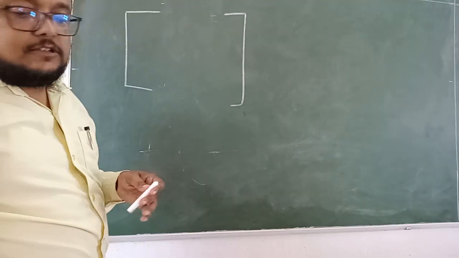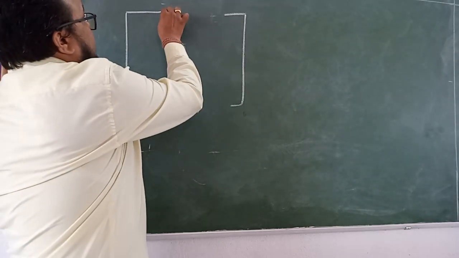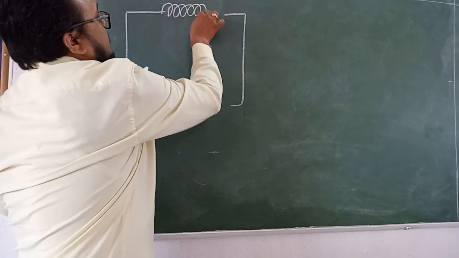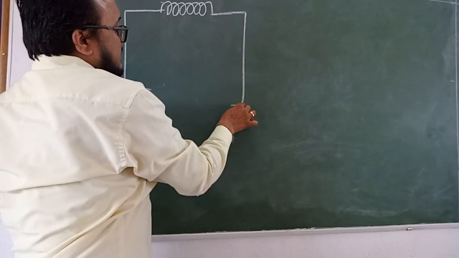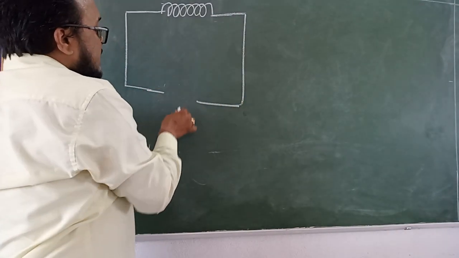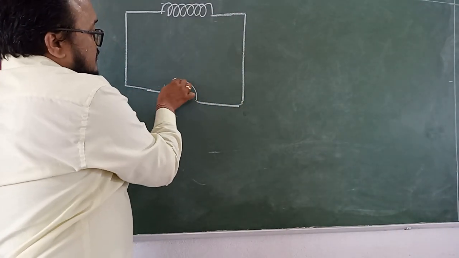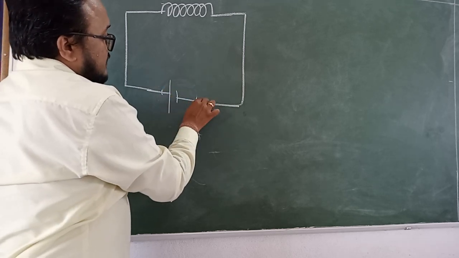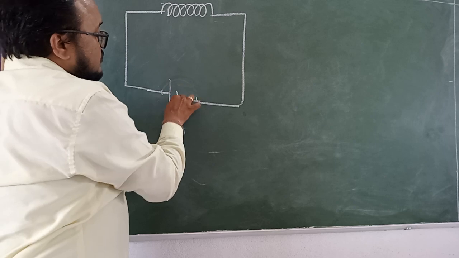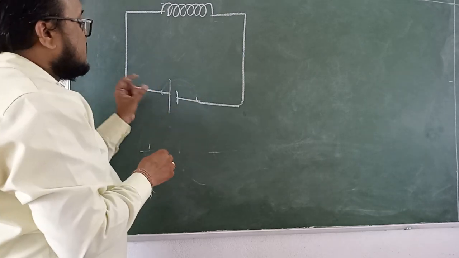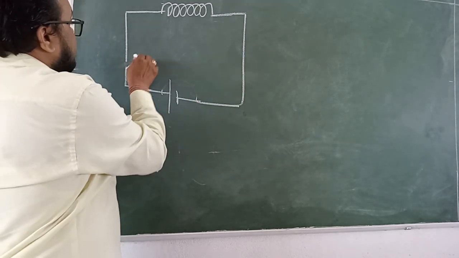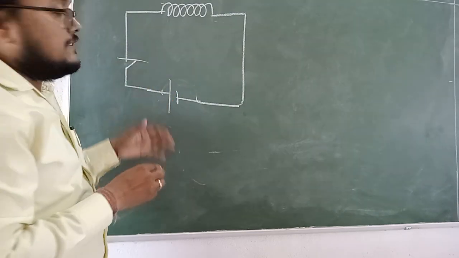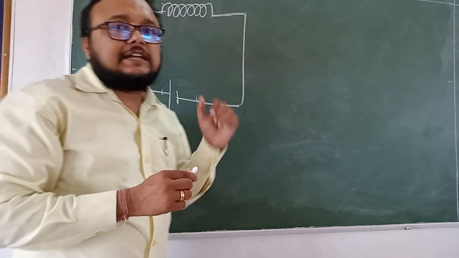And now we discuss the inductor. This is the inductor. When the inductor is connected with a DC source, what will happen? When it is connected to the DC source, just as we switch on, the current is only increasing at that time.